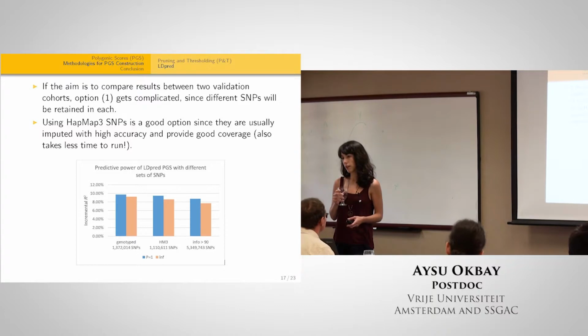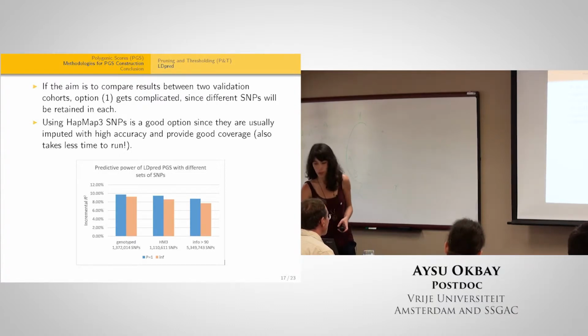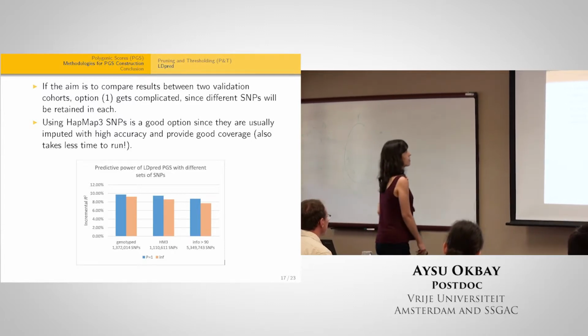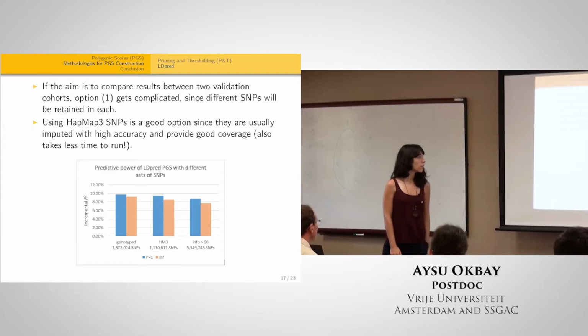No, so you mean that the LD between HapMap 3 SNPs is very representative of the European discovery samples? Could be, yeah. Maybe it is, maybe it's not, but the representativeness is important for whether or not the LD pair is going to yield gains. So I'm going to get to that in a little bit.